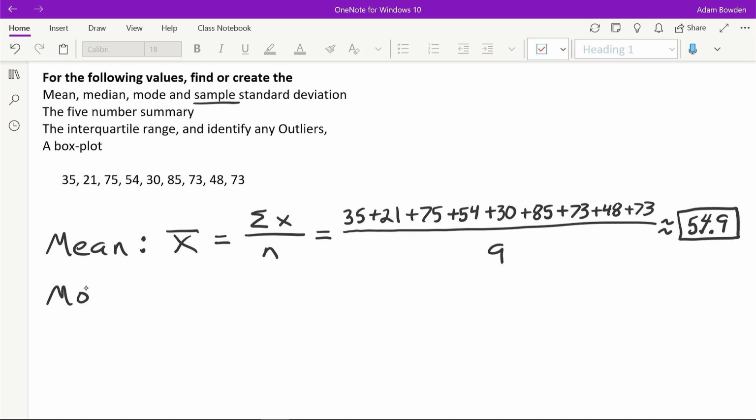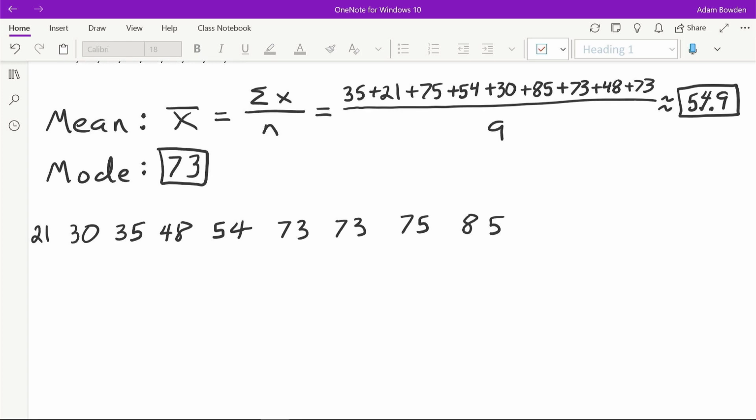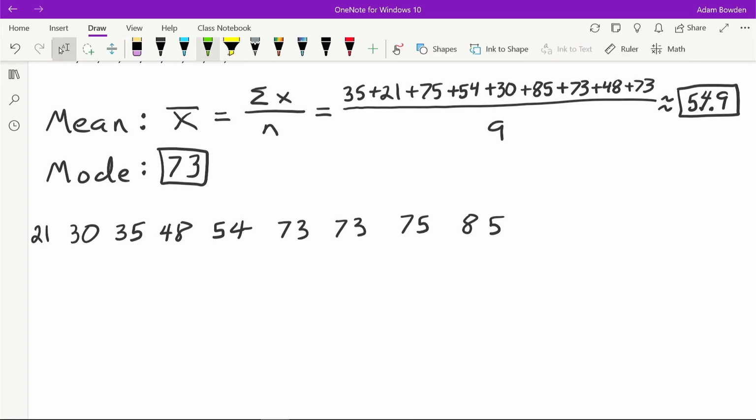Now the mode is the number that shows up the most in the list of values. Any that shows up more than once could be considered here, and in this case there's only one number that shows up more than once, and that's 73. Now for the median, we're going to need to put the numbers in order first. So that looks something like this. And then to get the median, we have to look at the middle. Is there one number in the middle? In this case, there is. The median in this case is 54.